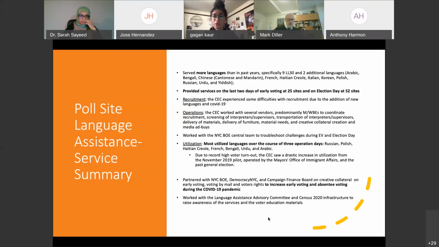In terms of utilization and impact of the program, the most utilized languages over the course of the 3 days were Russian, Polish, Haitian Creole, French, Bengali, Urdu, and Arabic. And as folks know, Bengali, Urdu, and Arabic were served for the first time in this last cycle. The pilot program served the prior languages, Russian, Polish, Haitian Creole, and French. But we saw very high utilization of Bengali, Urdu, and Arabic, despite the number of sites being much lower than the sites allocated for Russian or Haitian Creole.